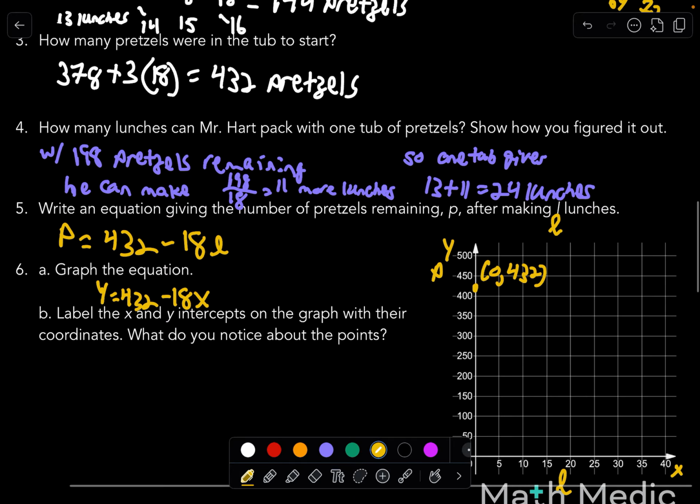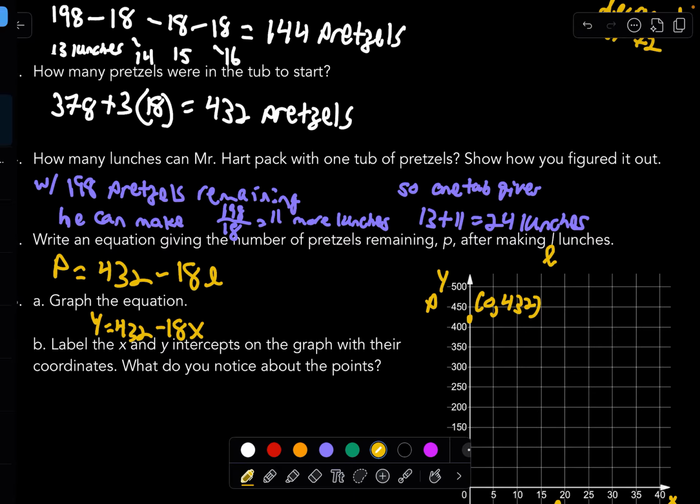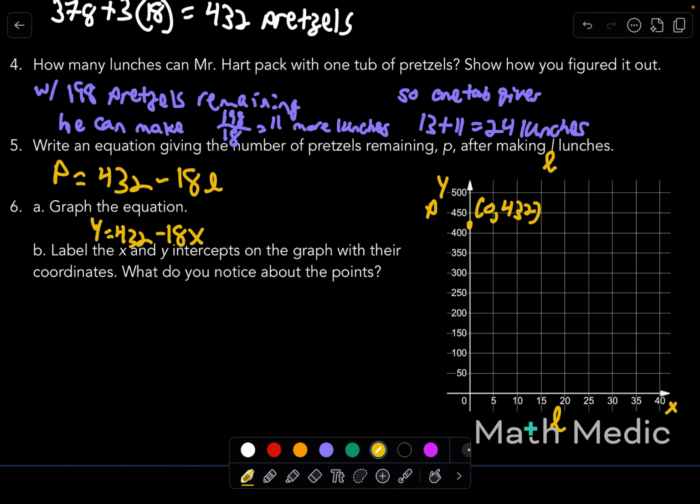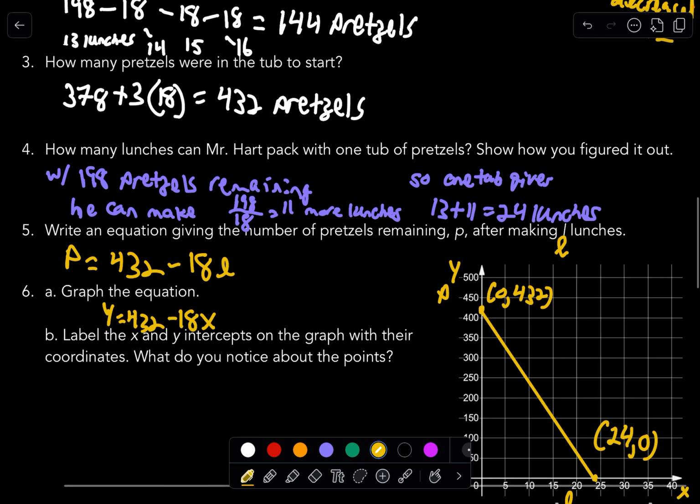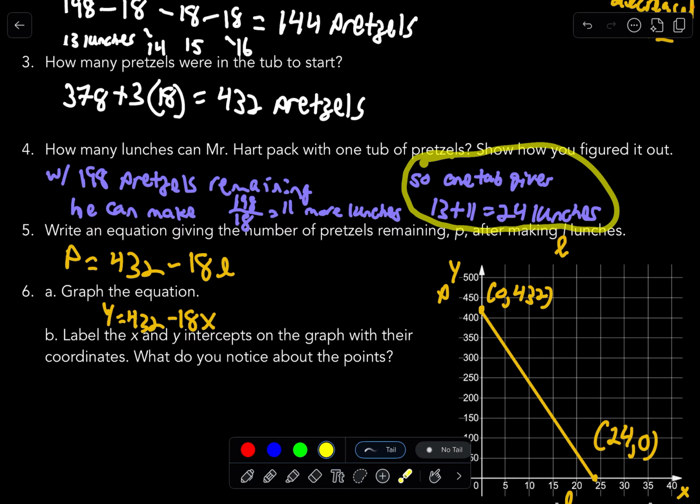Then we know that when we have 24 servings, there'll be 0 left after 24. So we would have a line like that, and that's 24, 0. All right, and that was because of this answer right here. So 1 tub gives 24 lunches, so when you do 24 lunches, there's no more pretzels left. Okay?